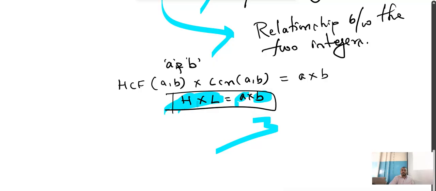Now let me try the problems based on these methods. Done? Take down the question. I'll solve one question. The rest of the things you people can try.